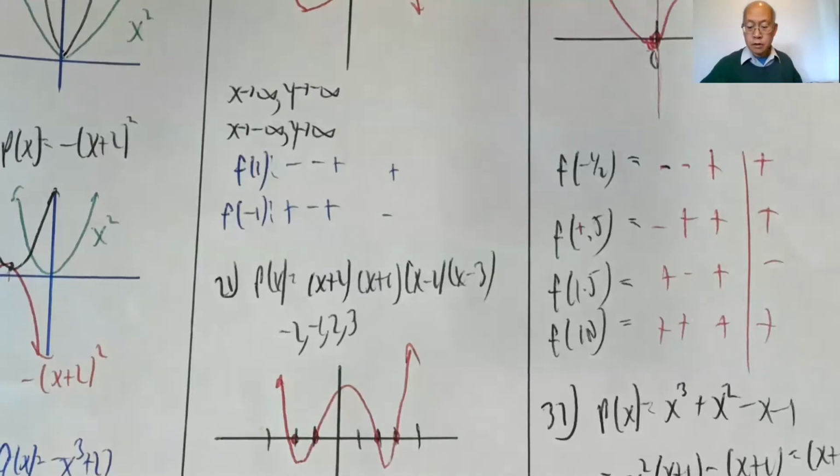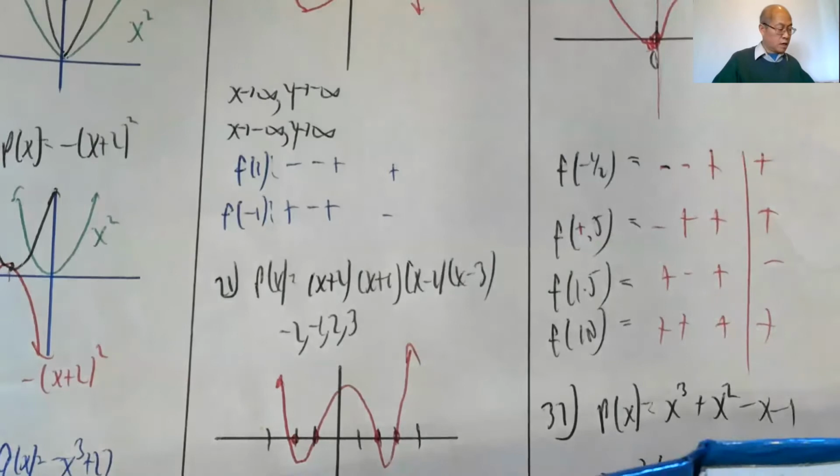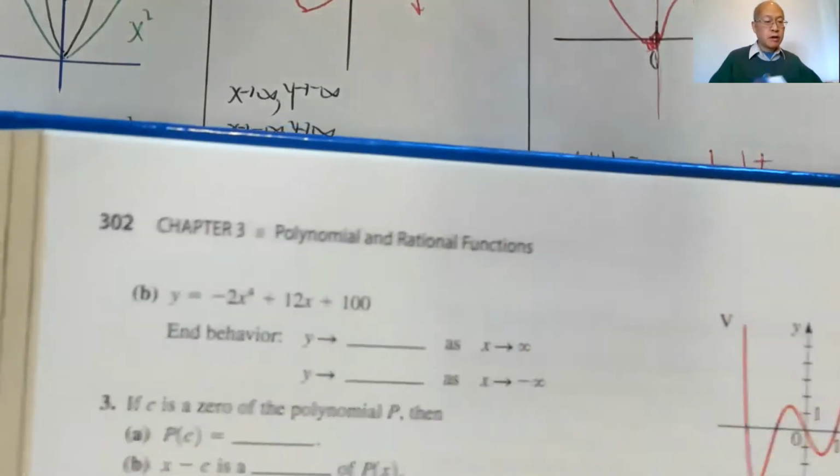Section 3.2. Okay, so we have to do 5 to 43 odd. So let me get that for you. Page 302.